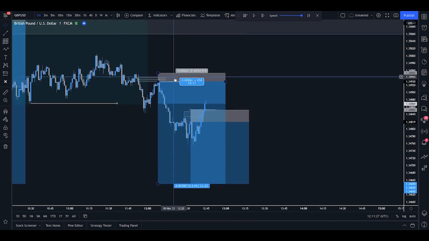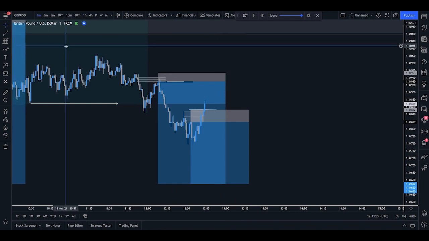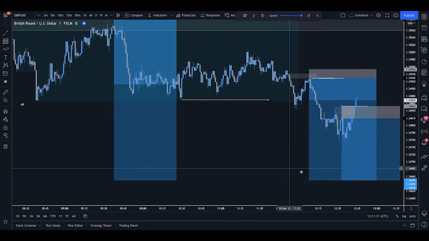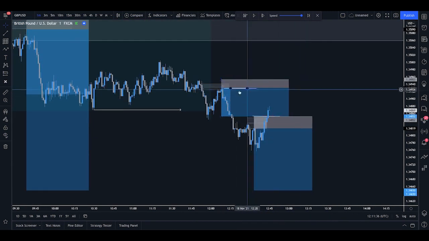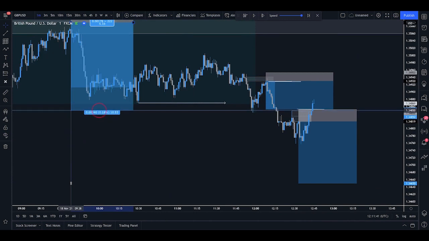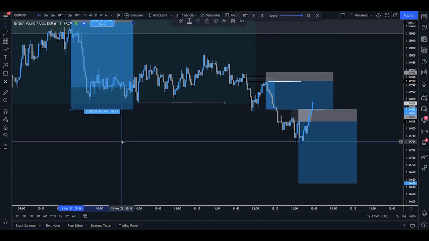So here we have been taken out of this position at this level here. Let's scale these up. We have a -1R loss on the final position. We have a plus 3.4R win on that second position. And on the first position, we have a 5.3R win.